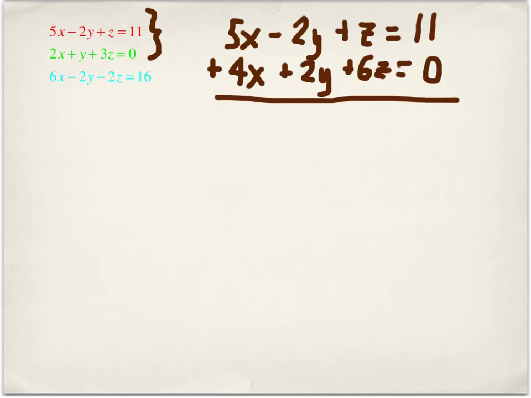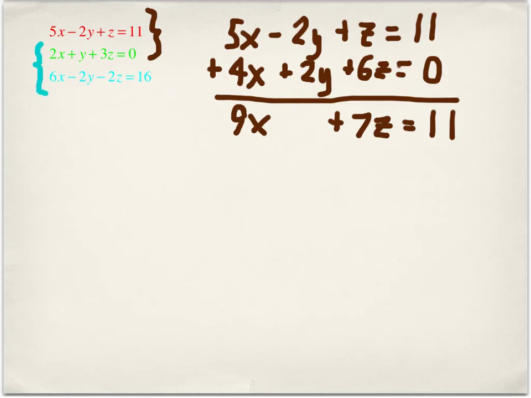So now notice when I add these up, I am going to get 9x plus 7z equals 11. Doesn't look too promising at the moment, but be patient, friends, because it should work out fairly well eventually. Now next I'm going to take these two, so the second and third equations.